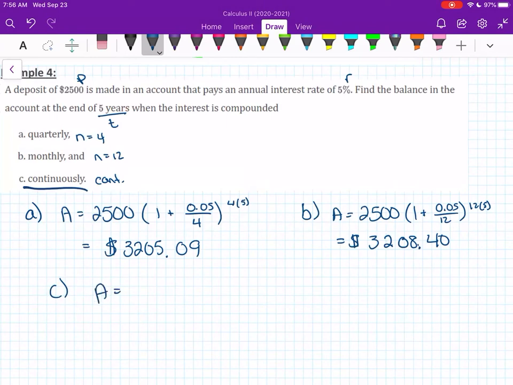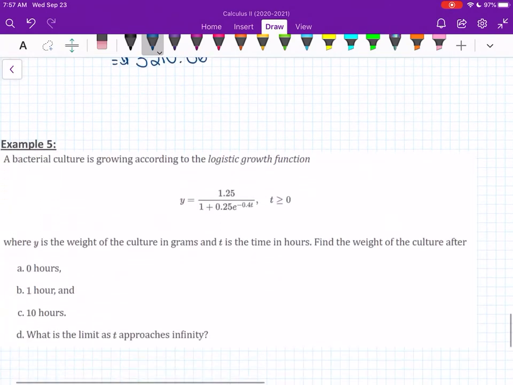Okay. And then continuously, so I'm going to use the other formula. So A equals PE to the power of RT. Plug in my amounts. So 2,500 times E to the 0.05, and then my 5 years. And for this one, I'm going to get $3,210.06. All right, so you can see that the more often you compound it, the more money you're going to get. Fantastic. Okay, next.